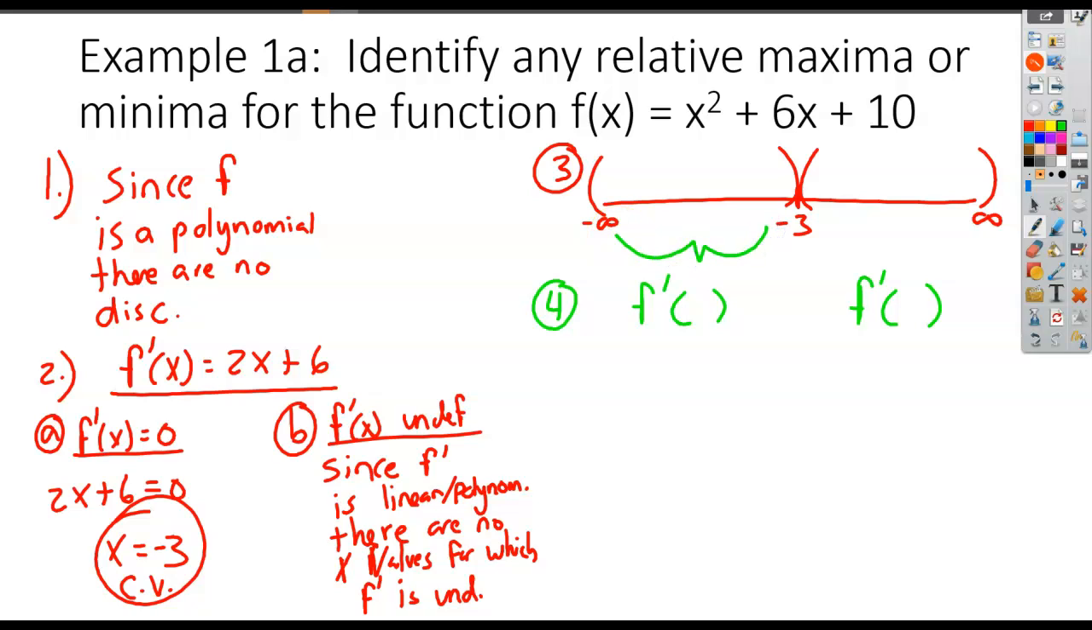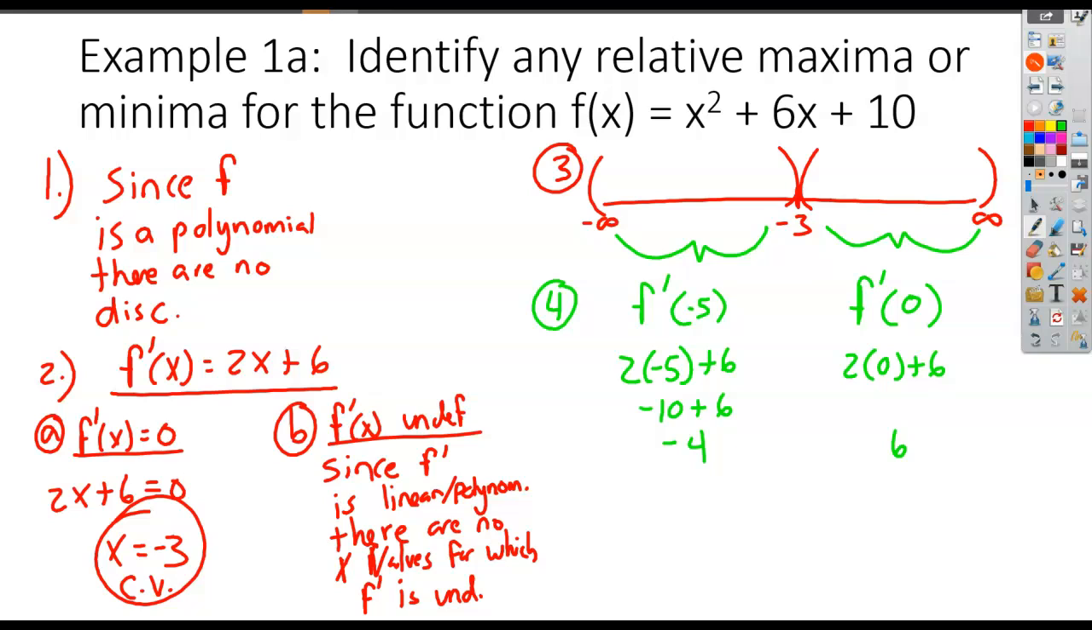From -infinity to -3, pick a number. It doesn't matter what you pick, just pick one. I'm going to pick -5. Then for this interval, I'm going to pick a number from -3 to +infinity. I'm just going to pick 0. We're going to plug those into our derivative. If I plug in -5, I get -4, and if I plug in 0, I get 6.